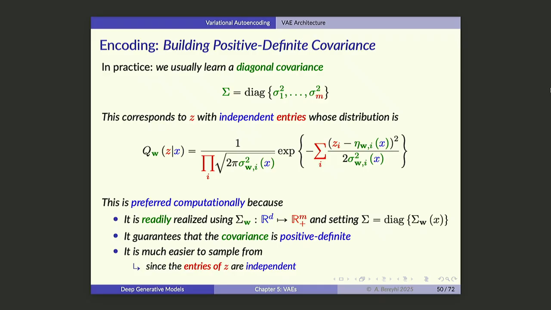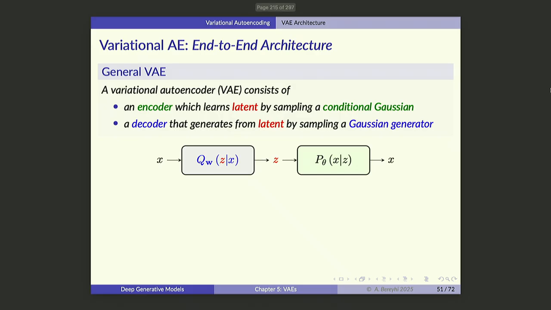Questions? Everybody's clear? Okay, so this is one thing regarding sigma. At the end of the day, this sigma is just a diagonal matrix, m different variances. That is quite easy. The other thing is regarding the difference between encoding and decoding.